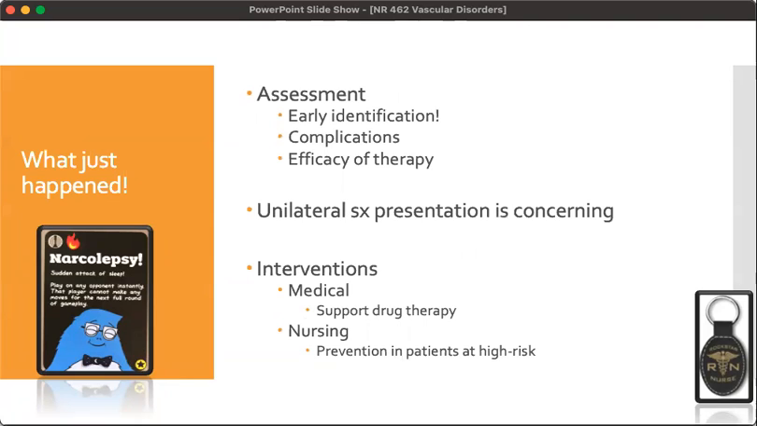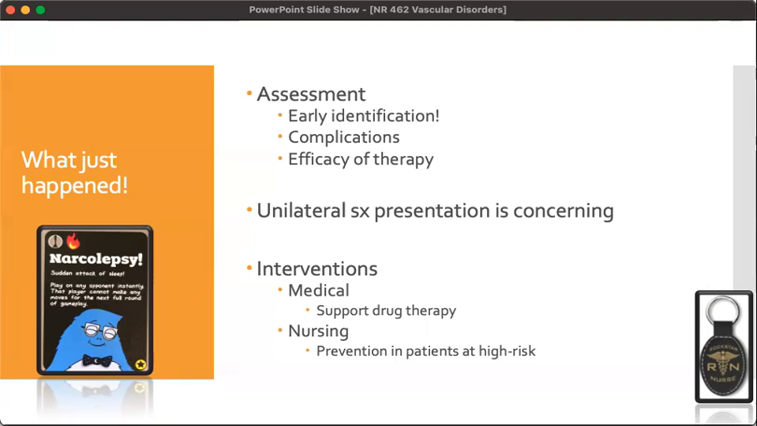So what just happened? The key things with DVT: assessment. Early identification of DVT is so important because if we identify early, we can prevent complications from occurring by starting our effective therapy, by starting anticoagulation therapy. Early intervention is so important to prevent complications for DVT. Unilateral symptom presentation is the big bad thing that could happen to patients. So we always want to keep an eye out for patients having signs and symptoms of stroke, because that is the worst outcome that people can have from a clotting disorder.